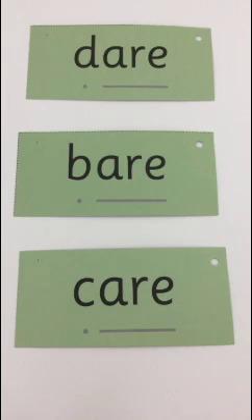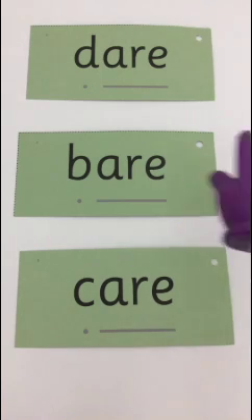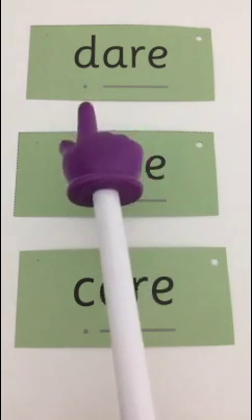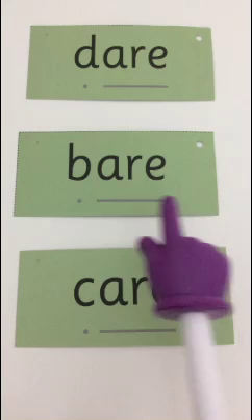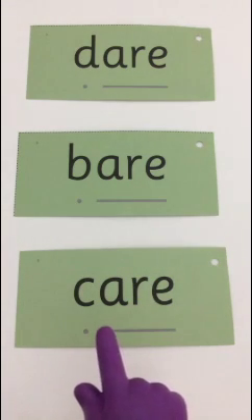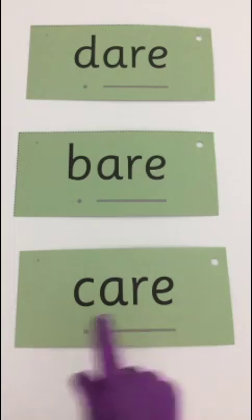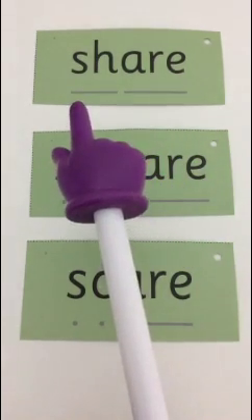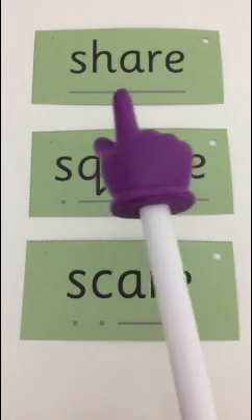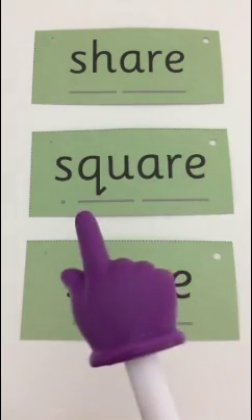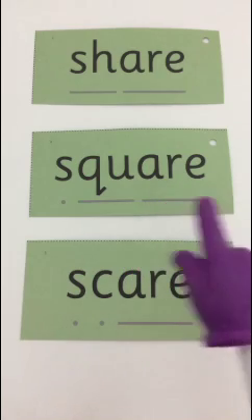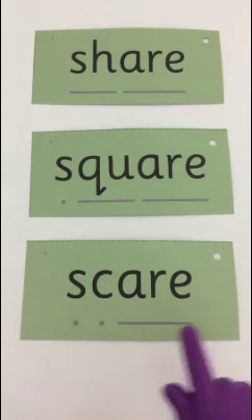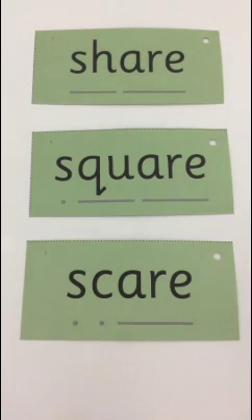Now we're going to read our green words with the air sound. Okay, special friend, fred talk, and say the word. Special friend, air. Fred talk, d, air, day. Special friend, air. Fred talk, b, air, bear. Special friend, air. Fred talk, k, air, care. Special friend, two special friends, sh, air, Fred talk, sh, air, share. Special friend, two special friends, qu and air. Fred talk, s, qu, air, square. Special friend, air. Fred talk, s, k, air, scare.